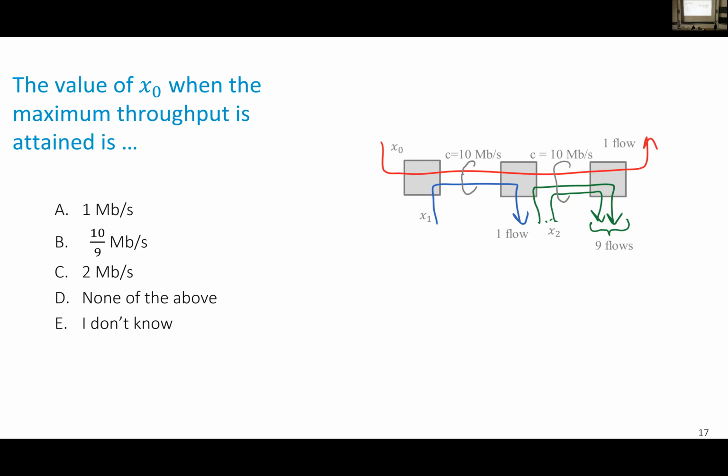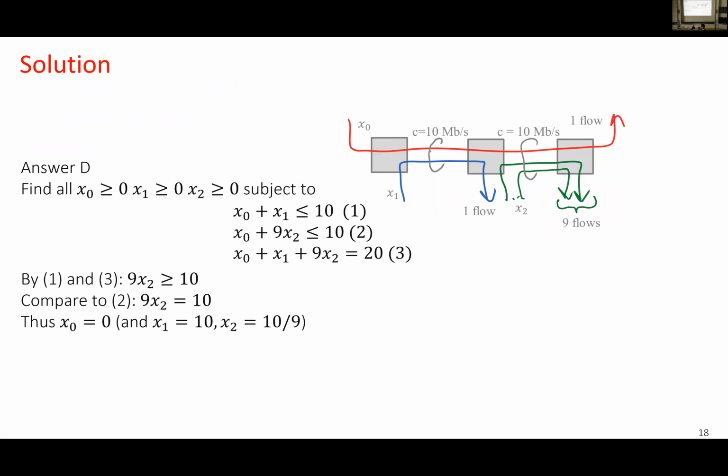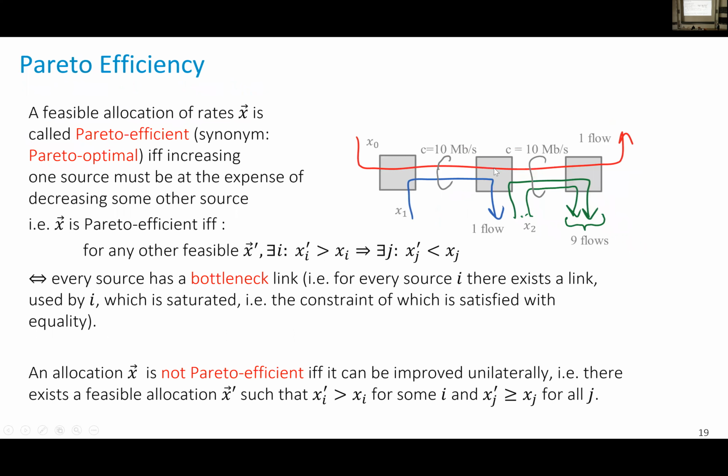grossly unfair. Well, I skipped this question because I gave the answer, right? The value of x0 when we reach the maximum throughput is 0 here. Right? In fact, for whatever solution we have here, we will obtain 0 for this guy here. So we have a problem.